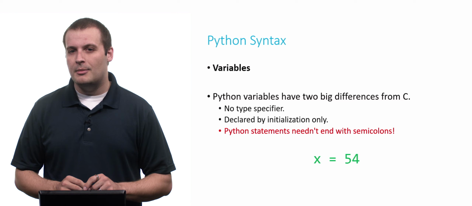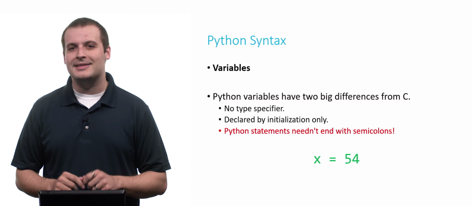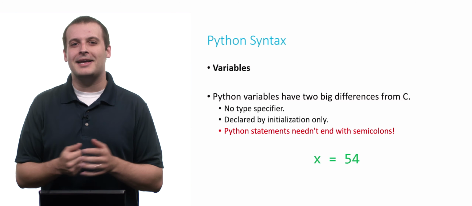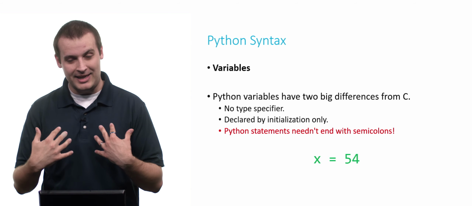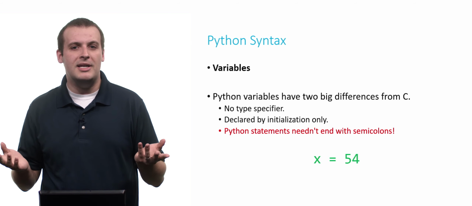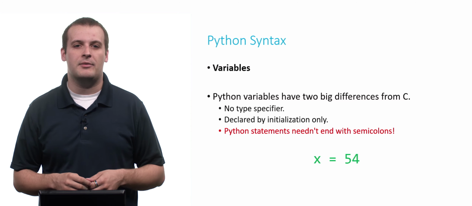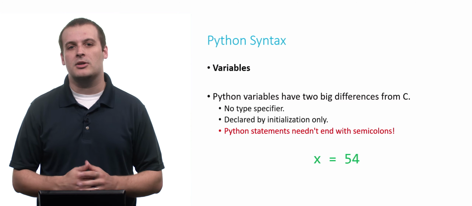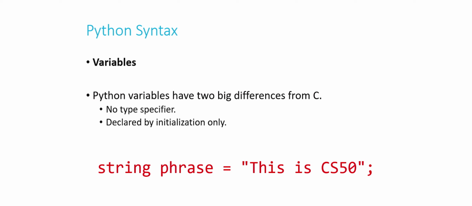And notice here, Python statements don't need to end with semicolons. So that might be a nice thing, right? If you're the kind of person who, like me, oftentimes will forget to put a semicolon at the end of a line. In Python, you don't need to include them. You can include them, and it won't have a problem. But you can also omit them to make your code look a little bit cleaner.